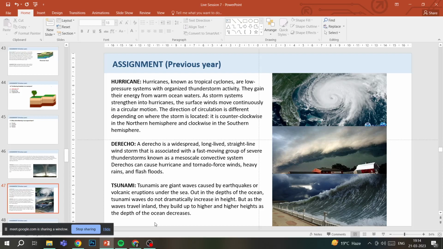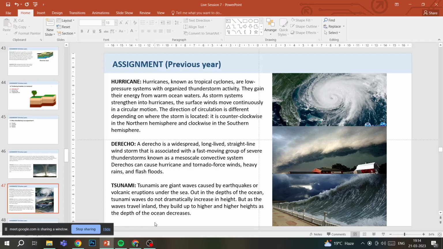They gain their energy from warm ocean waters, and as storm systems strengthen into hurricanes, the surface winds move continuously in circular motion. So what happens in a hurricane is, first of all, they emerge on the surface of warm ocean waters, and then as this whole storm system comes into play, the surface winds start moving continuously in circular motions. The direction of circulation is different depending on where the storm is located. It is counterclockwise in the northern hemisphere and clockwise in the southern hemisphere.